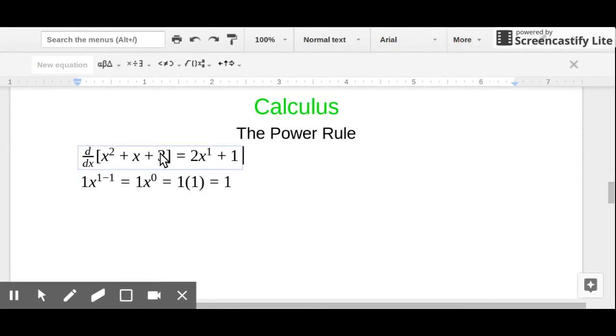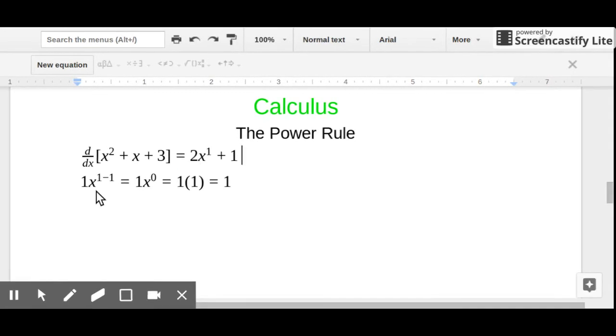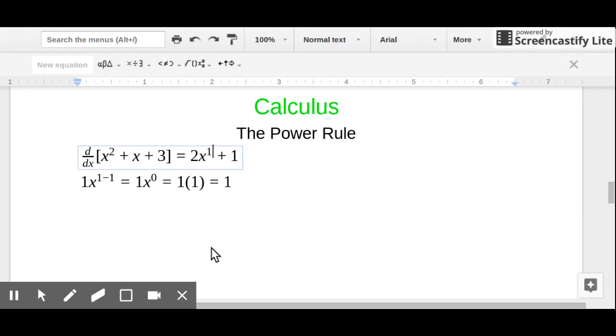Now, what did we say the derivative of a constant is? The derivative of a constant is 0. Of course, we're not going to write that, right? Okay. So as you can see here, the derivative of x squared plus x plus 3 is 2x raised to the first power plus 1. But remember, we don't put a 1 right here. Okay, we just leave it off. So it's 2x plus 1. All right, let's work another one.